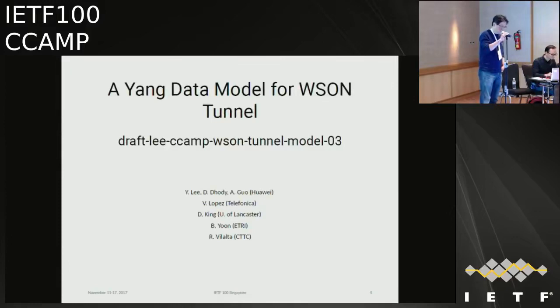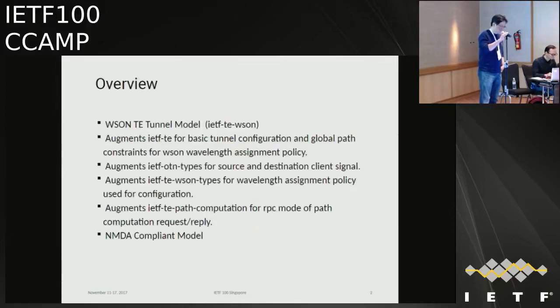This is the WSON tunnel model. Next, please. Yeah, so we did clean up quite a bit. Basically, we augment four things. We augment the T tunnel model for basic configuration and global path constraints for WSON wavelength assignment policy. And we also augmented IETF OTN types, because OTN types now defines client signal for source and destination. So we think that that's a good idea to augment OTN types.